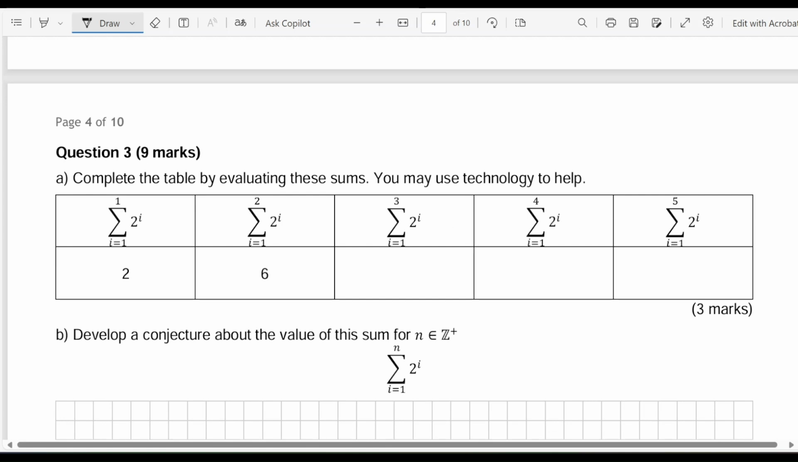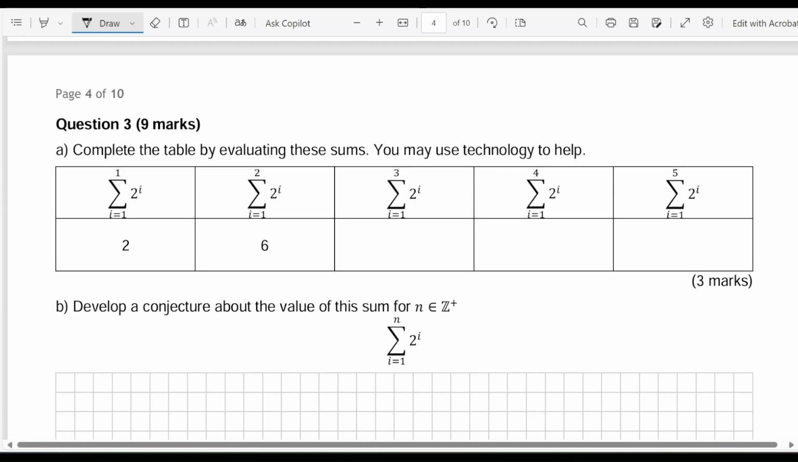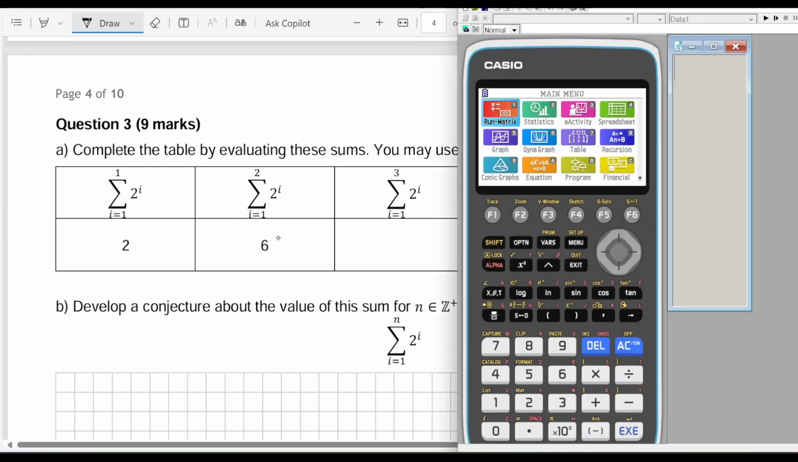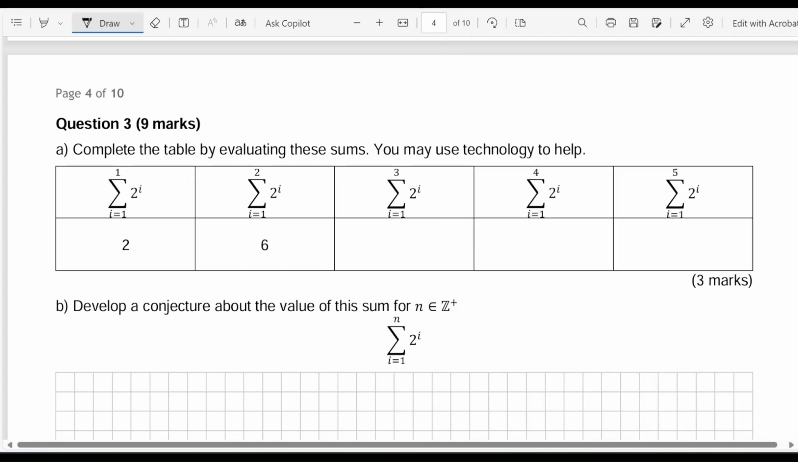All right, question 3. So whenever I give you a table like this and part of it is filled in, it's a really good idea to make sure that you can replicate the working here. So what these sums mean is this one here, for example, would be 2 to the 1 plus 2 squared, which I'm hoping we can agree is 6.